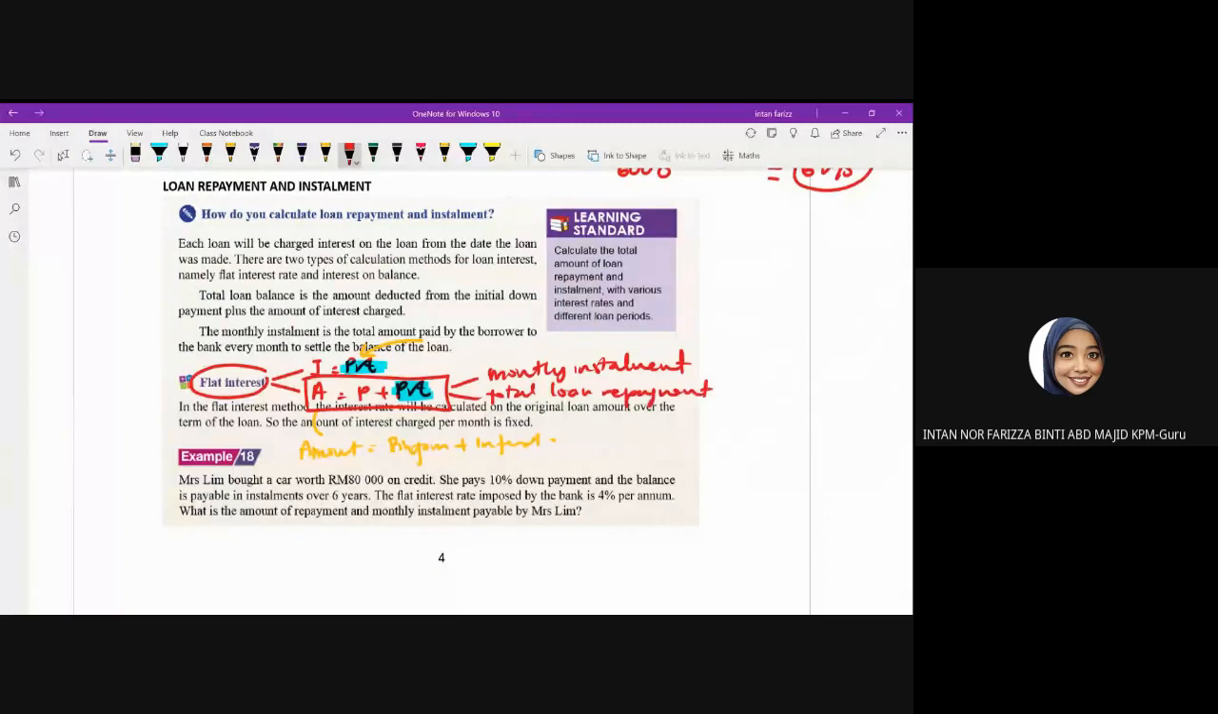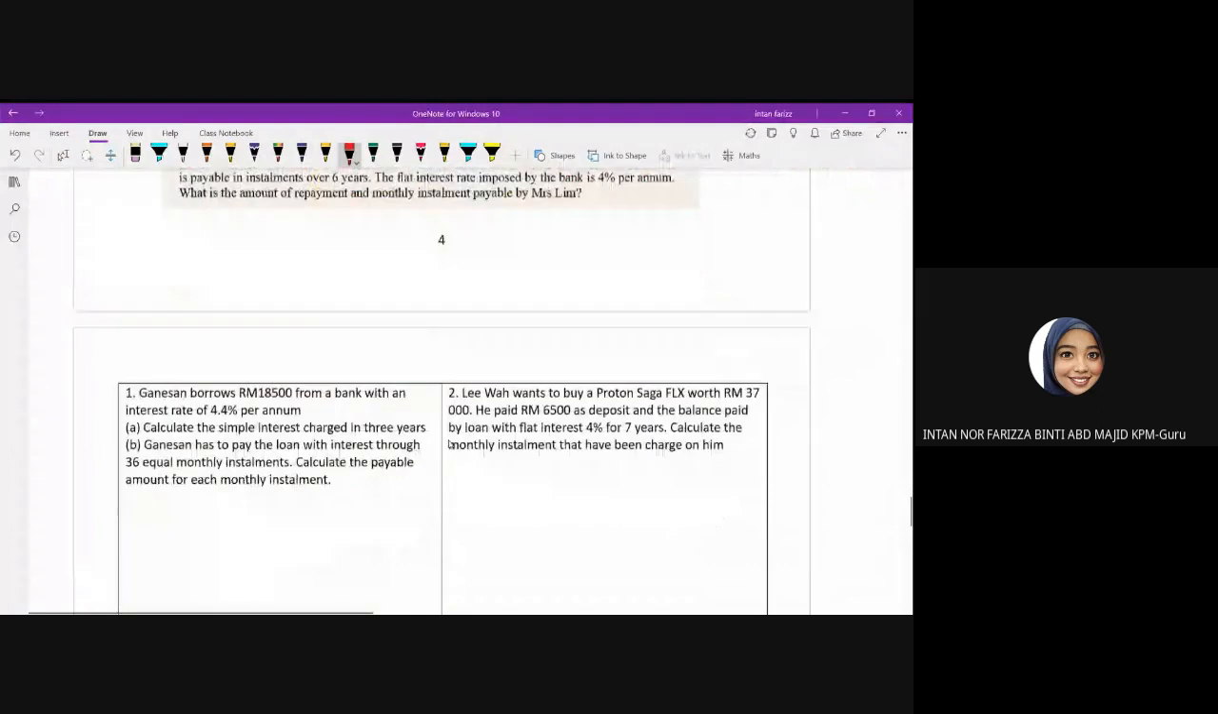Please jot down the two important keywords here. Use the second formula, A = P + PRT, when you're given a question like find the monthly installment, or find the total loan repayment, or find the total loan that he has to pay to the bank. For example, this is an example of the questions from the textbook, but I'm not going to discuss this. Let's look at the questions that I gave you here.